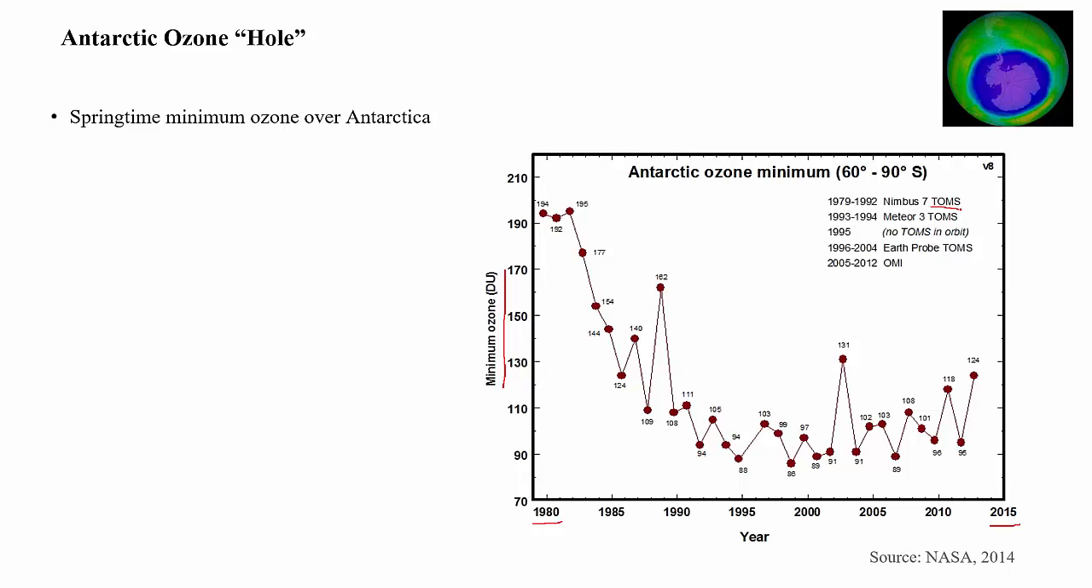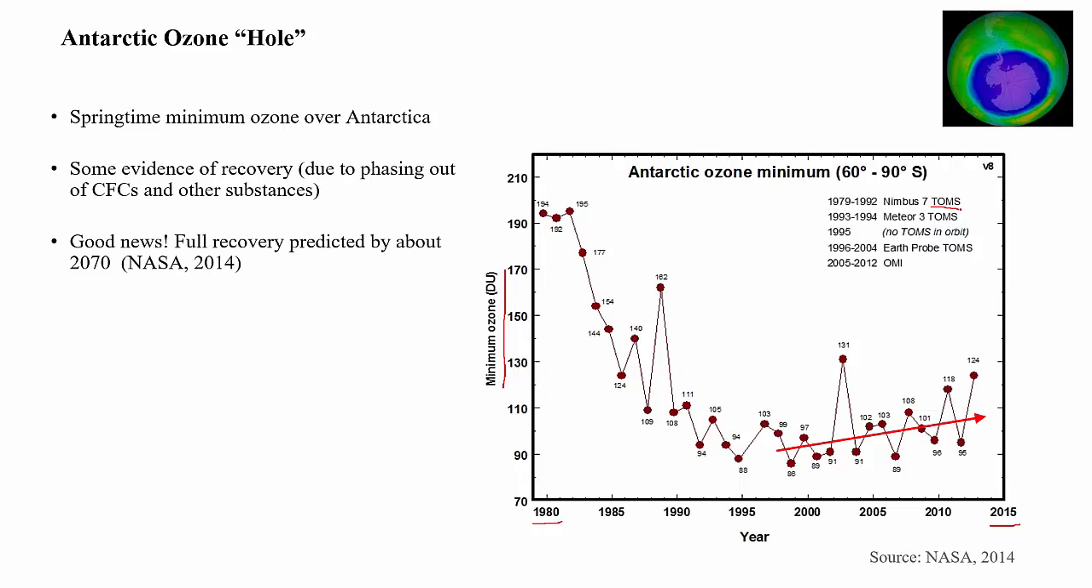As you can see, there are seasonal fluctuations in the minimum level. This is due to weather. For example, the minimum level would depend upon how well the polar vortex forms and how long it persists in a given year. But even with the fluctuations, you can see that there's some evidence of recovery since about the year 2000. And the good news here, in fact, NASA modeling based on the banning of ozone depleting substances now predicts a full recovery of the ozone layer to 1980 levels by about 2070. And I'll show you some more results later in this presentation. This is very good news indeed.